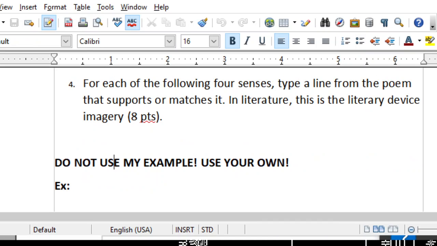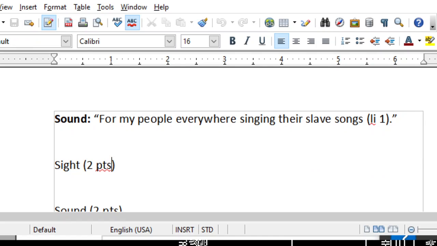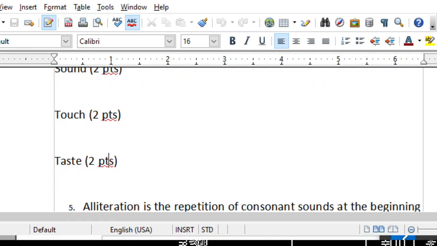So in this poem, you are to find an example from the poem, and write it word for word for each of the four senses. Here are the senses: sight, sound, touch, and taste. Now let me go back.